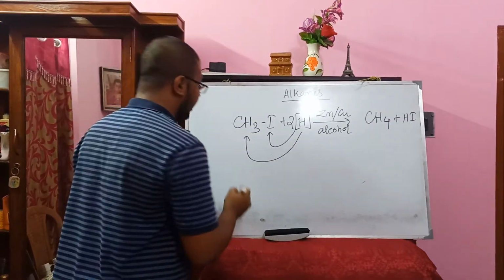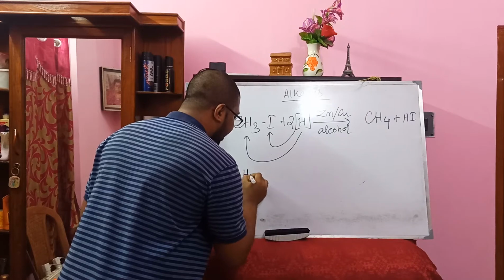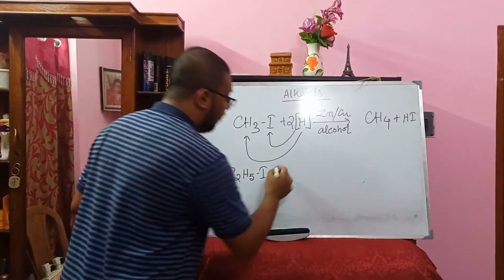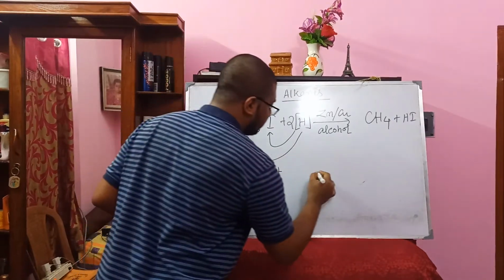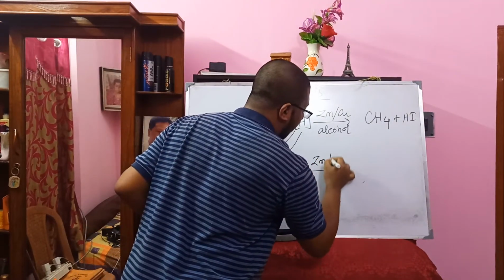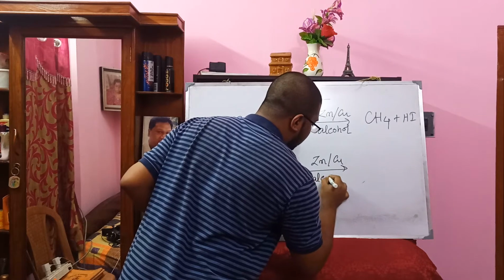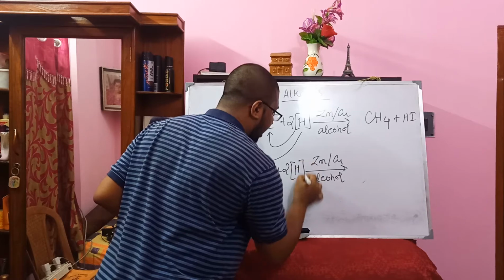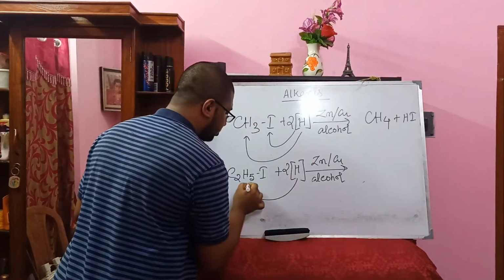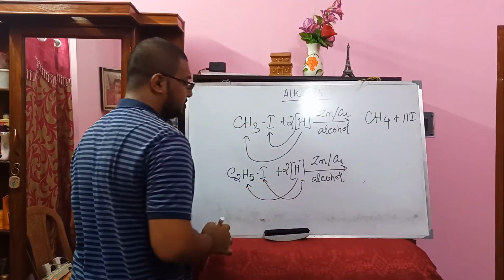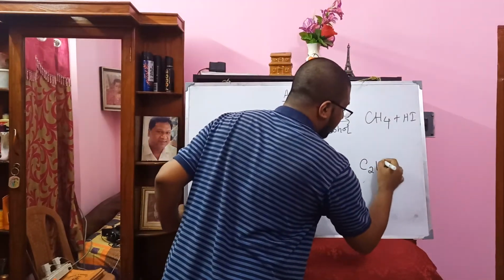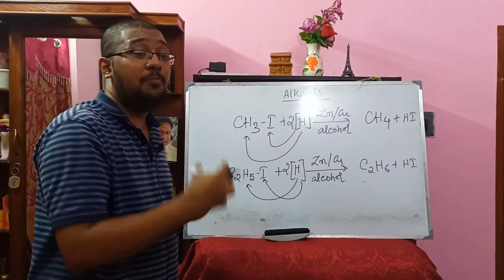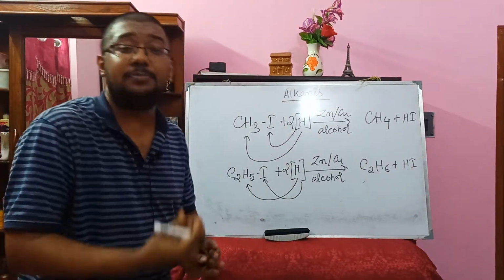If you are taking, for example, C2H5I, this is called iodoethane. For that, what product will you get? You are using zinc and copper couple and also alcohol. So you will get two nascent hydrogens. These two nascent hydrogens will break the bond and join these two, and this will give you C2H6 plus HI. So you have to understand how the bonds are getting broken and how they are coming and reacting.